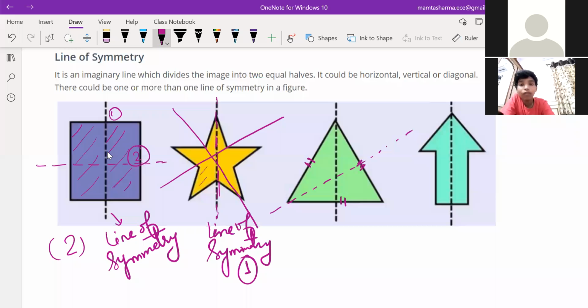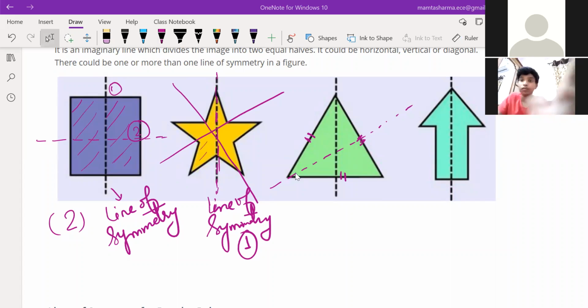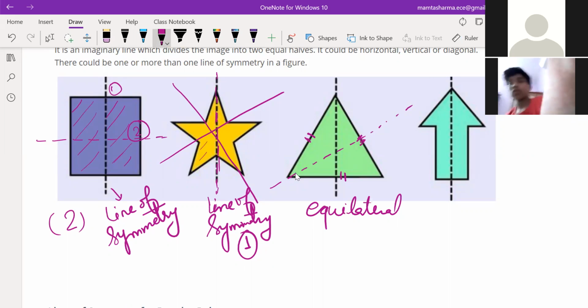We'll take all the possible cases, seeing the triangle from different angles. Are you getting my point? This is an equilateral triangle. Since all the sides are equal, you could say that we can draw three possible lines of symmetry to divide this equilateral triangle into two equal halves.